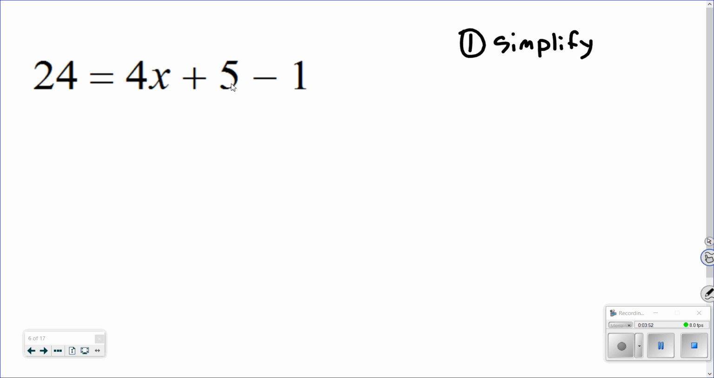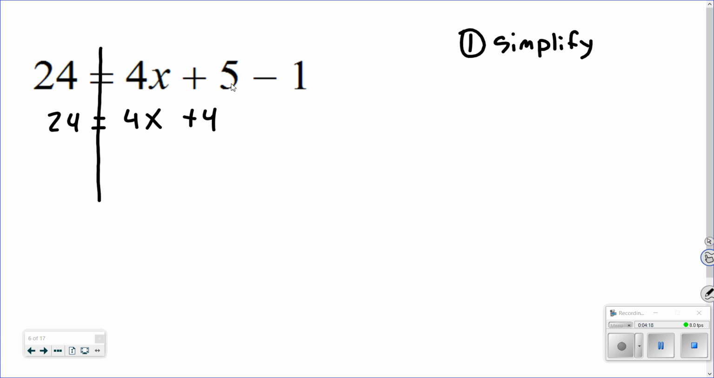All right, so if I look over here, when I think of both sides, think of the equal sign as being like the divider. Over here, 24 cannot be simplified. So I can't do much here. Over here on this side, we've got like terms. We've talked about like terms. 5 and negative 1, or minus 1, are like terms. So the 4x cannot be combined with anything, but I can combine the 5 minus 1. So 5 minus 1 is 4.